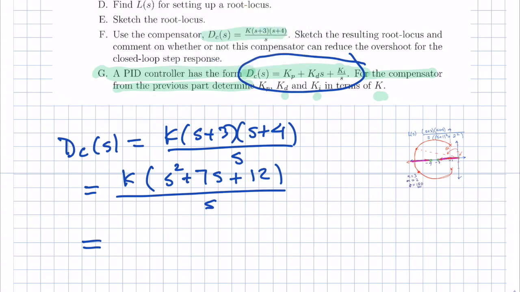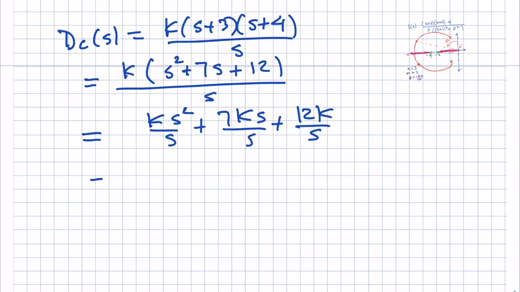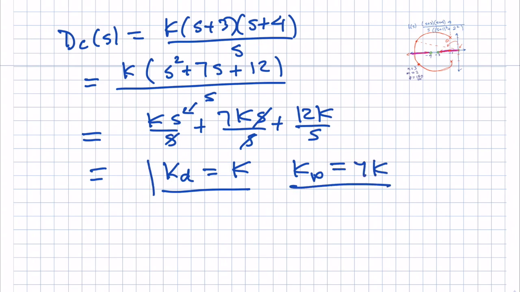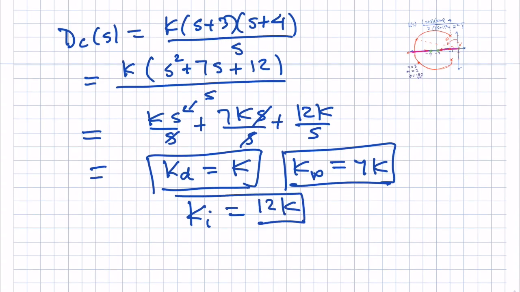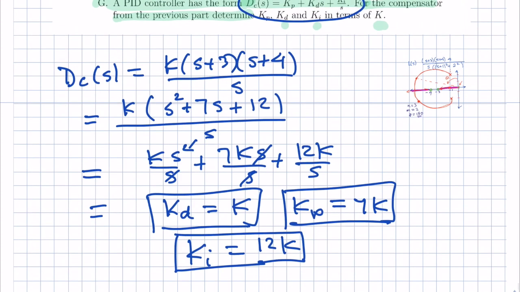Okay, so when we do that, we would have Ks squared over s plus 7Ks over s plus 12K over s. Canceling some terms here, I can see that my derivative term, Kd, is just K. I can see my proportional term, Kp, is 7K. And then finally, my integral term, Ki, is 12K. All right, so that's the solution to part G.